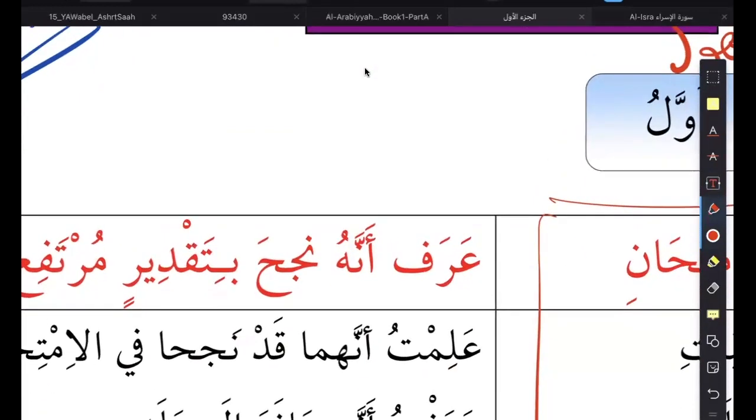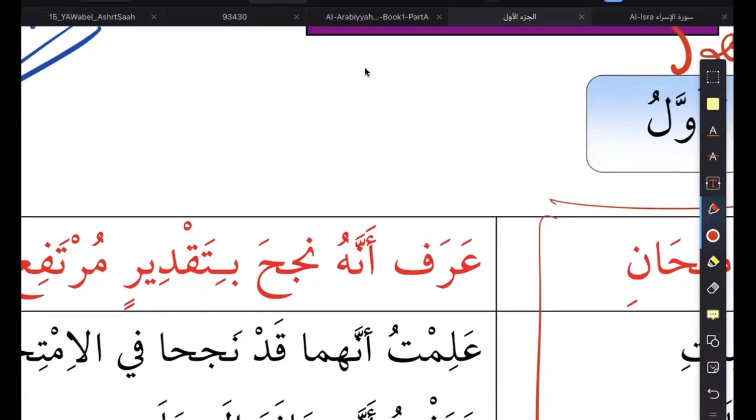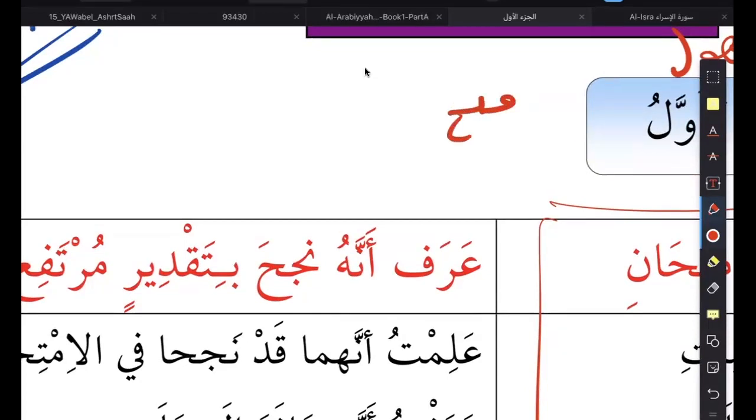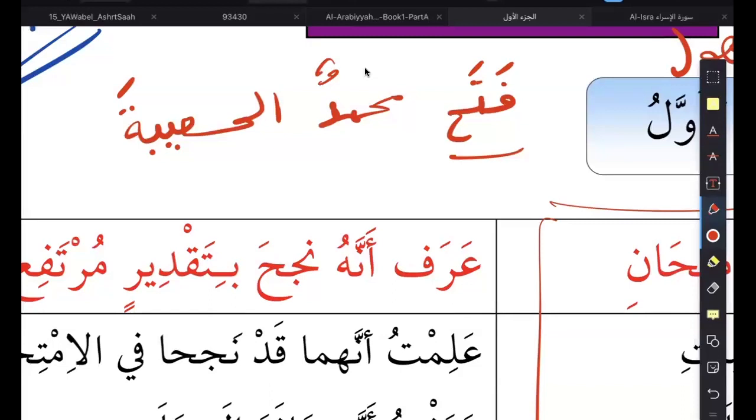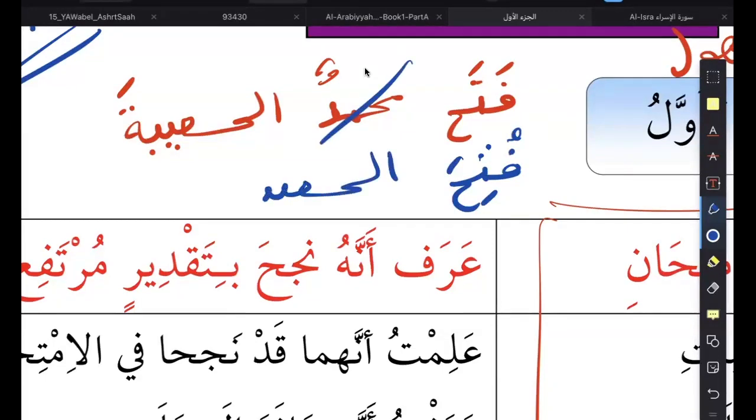This rule is very important, which is, for example, Fataha Muhammad al-Haqiba. Haqiba gets a Fatha, right? So Muhammad opened the bag. If we follow our rule and convert this into passive voice, it would be Futiha. So this is fine. We say Futiha, and we remove Muhammad and we say Al-Haqiba.